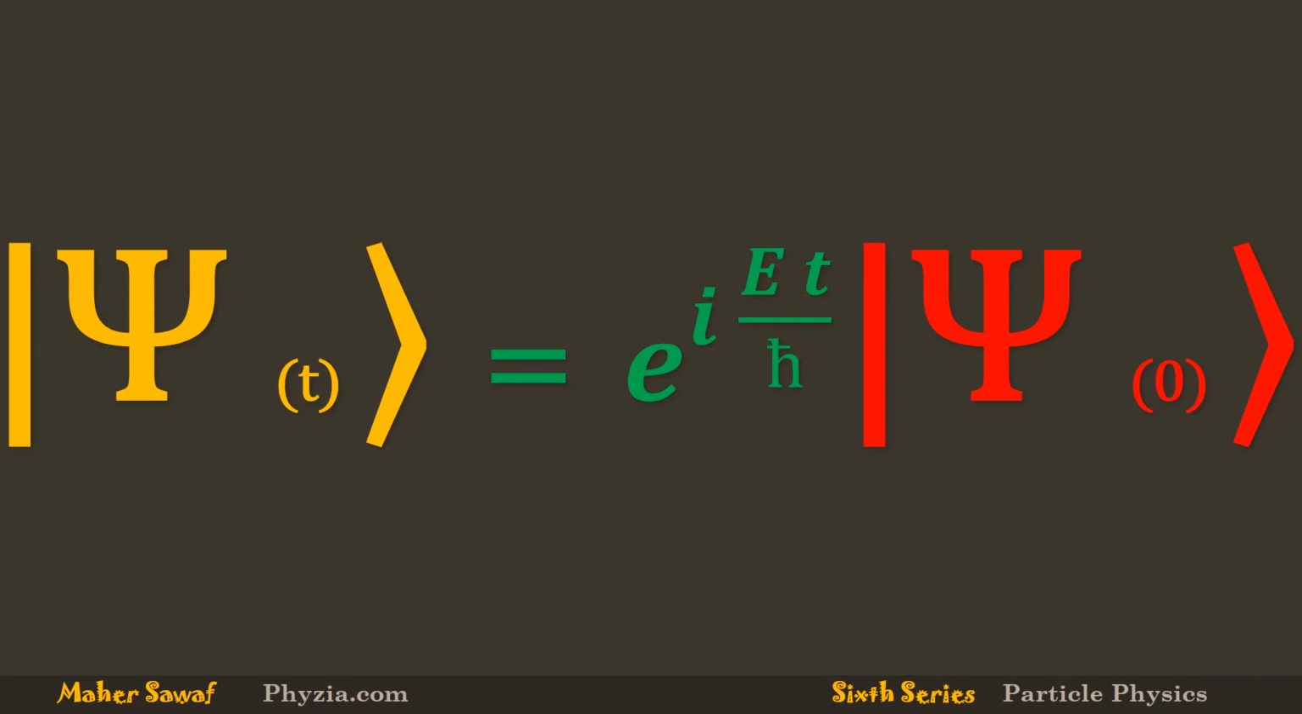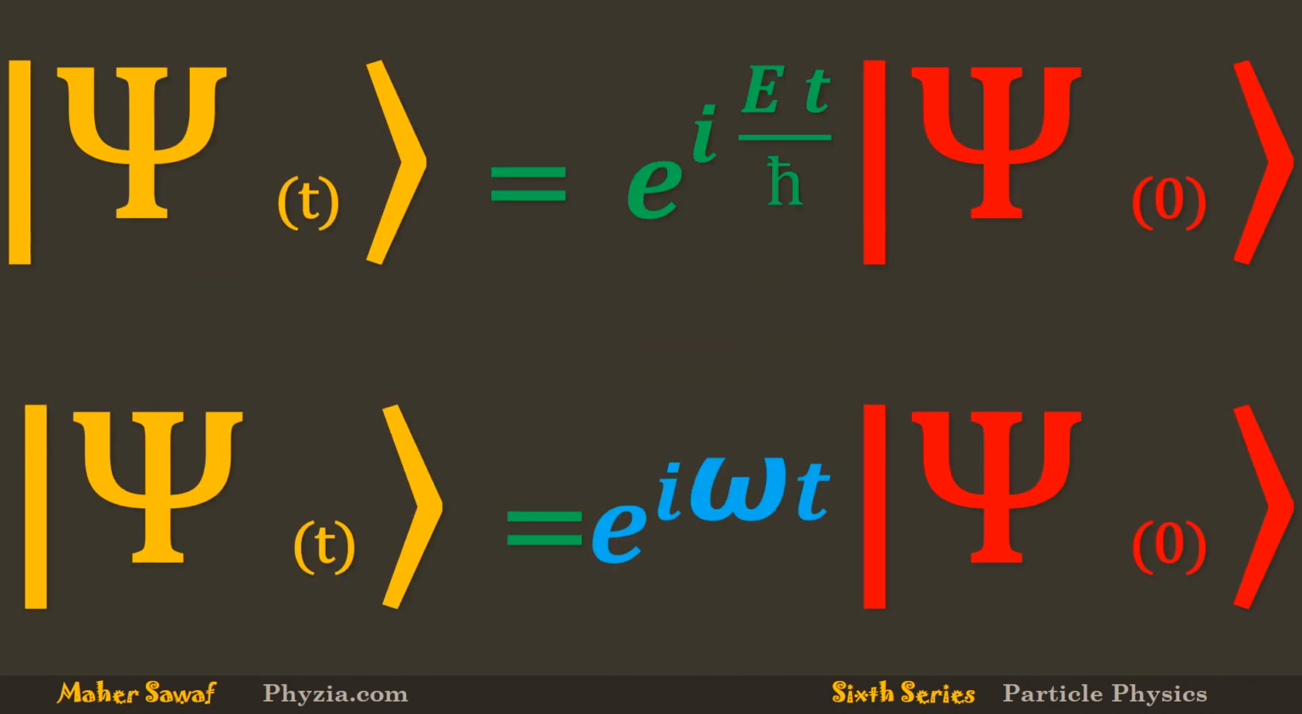h bar is constant. And we know from particle physics that the energy E is equal to omega multiplied by h bar, Planck constant. So we can have another simple form for the Schrodinger equation, this time written in terms of omega t instead of E t over h bar.